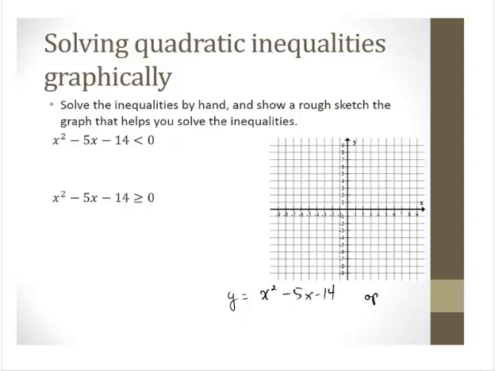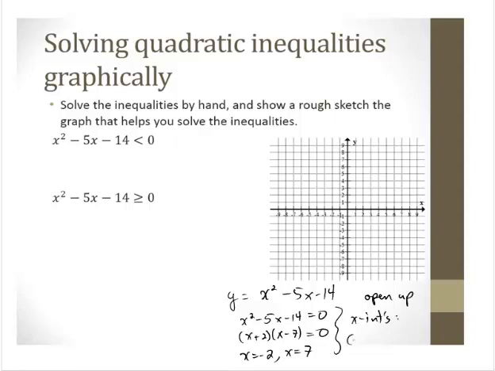Now, I know that this is going to open up, but I really want to focus on where it crosses the x-axis. So to do that, I have to find the x-intercepts. So x squared minus 5x minus 14 equals 0. Now this factors as x plus 2 times x minus 7. So x plus 2 equals 0, which means x is negative 2. x minus 7 equals 0, which means x equals 7. So I have x-intercepts at negative 2, 0, and 7, 0.